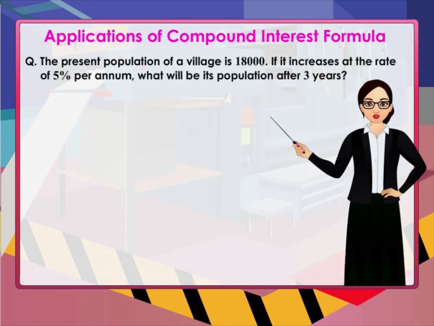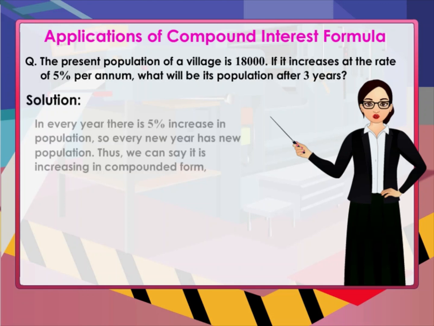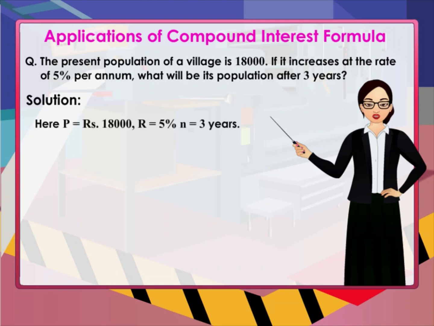Consider the example. The present population of a village is 18,000. If it increases at the rate of 5% per annum, what will be the population after 3 years? In every year, there is 5% increase in population, so every new year has a new population. Thus, we can say it is increasing in compounded form. Here, P is equal to 18,000 and R is equal to 5% and n is equal to 3 years.